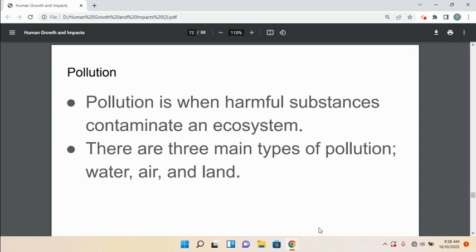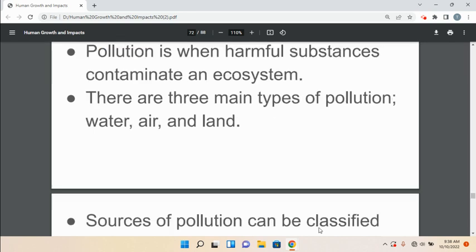There are three main types of pollution: water, air, and land. And again, we're going to take a closer look at water pollution in this video. In class, we're going to do a stations activity on air pollution. And during power hour, you're going to get to work with a little portion of land pollution.